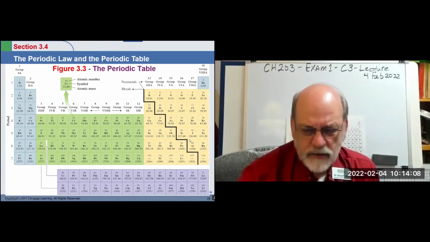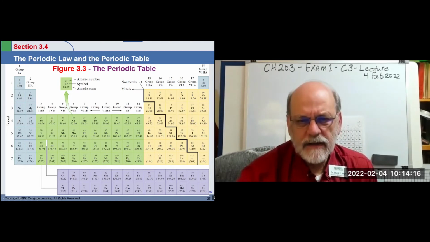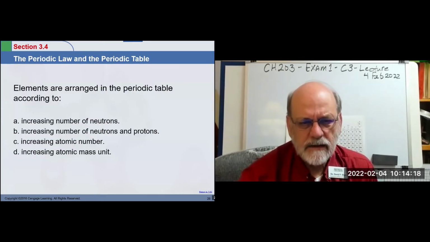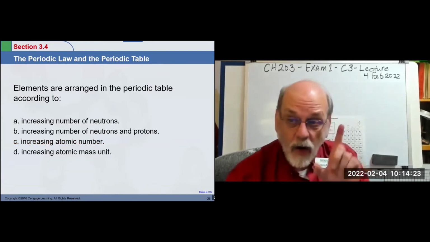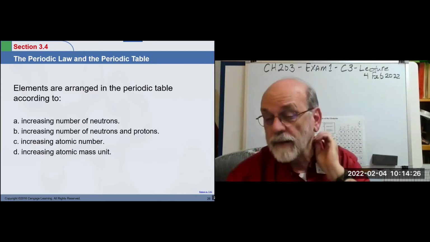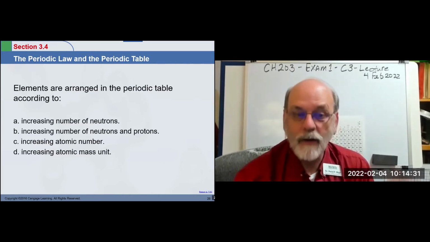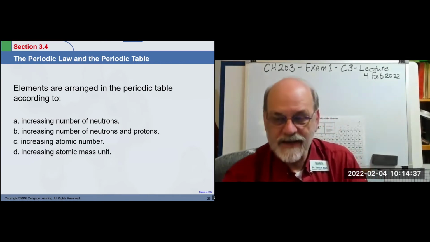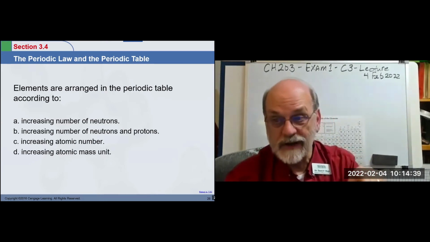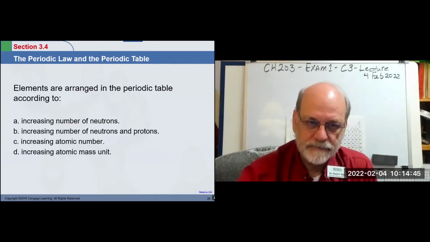Okay, characteristics, let's see. All right. Let me go to the next slide. Elements arranged in the periodic table. Now, they're arranged according to increasing atomic number. It wasn't always that way, but now it is because we understand what atomic number means. Where Moseley got his X-rays, those X-rays were actually coming from the nucleus, where the protons are located.